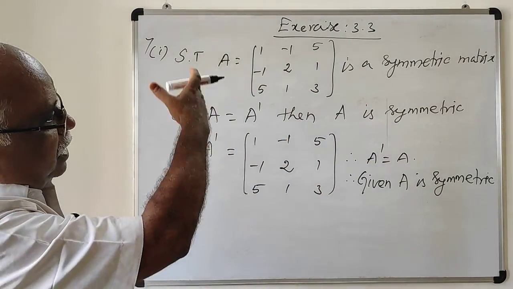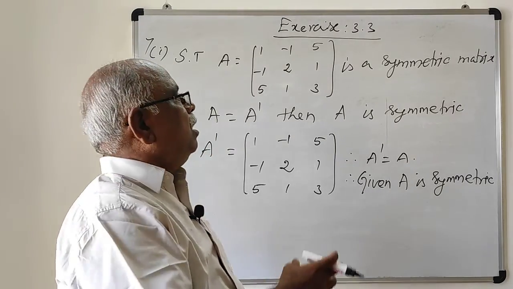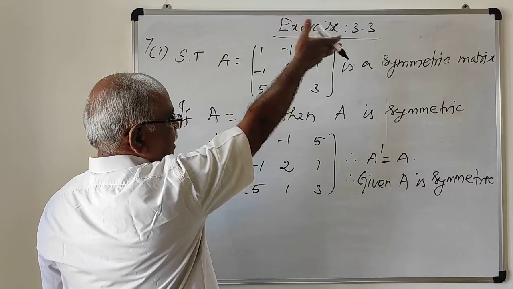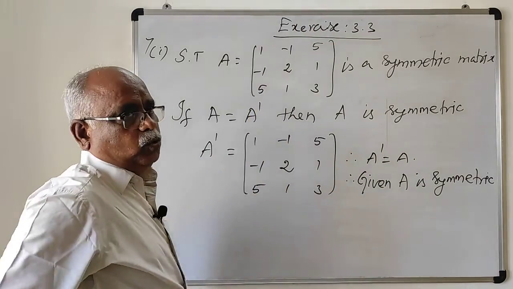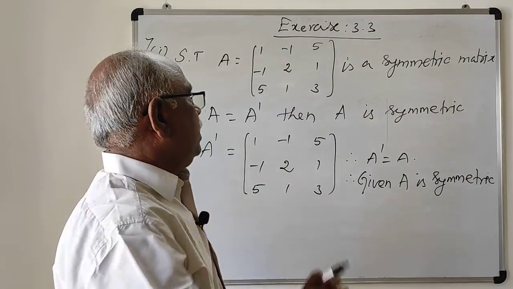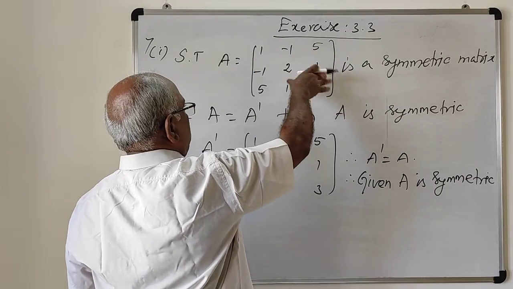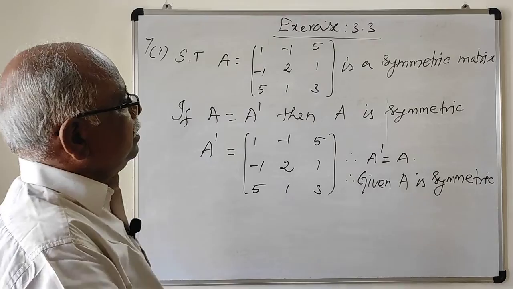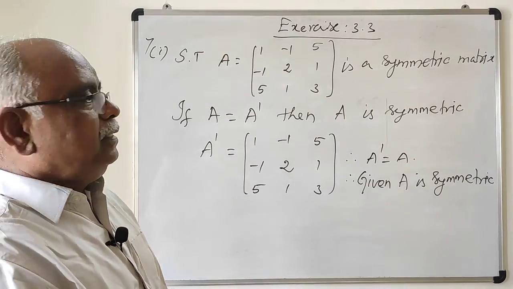If your matrix is like that, if the rows and columns are the same, then immediately we can say the matrix is symmetric without verification also. Therefore, because rows and columns are equal, the matrix is symmetric. By merely seeing the matrix itself we can say.